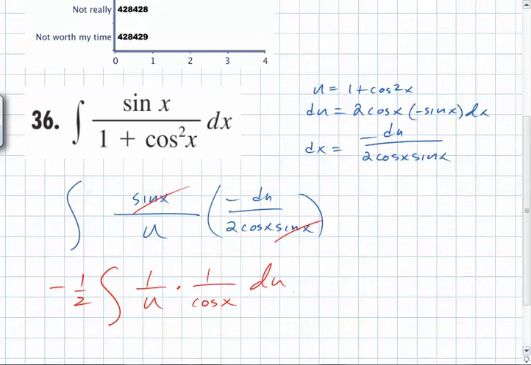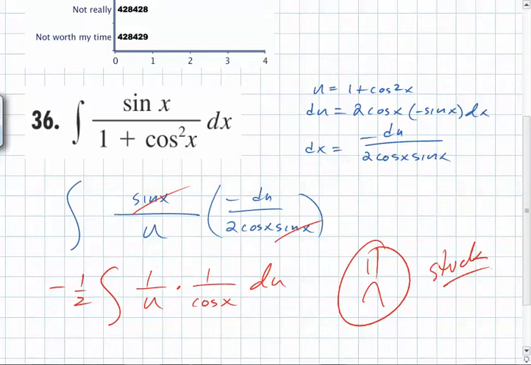You have x and u. You have two variables. You have a du and you have a u and an x. At this point, you are sad because you are stuck. You don't know where to go with this. There's nowhere to go. There's a problem. You have two variables here.